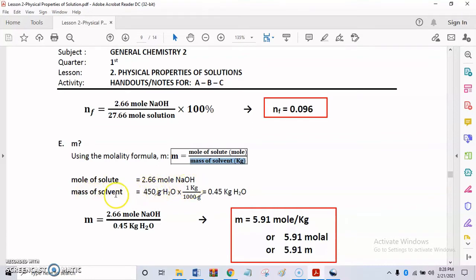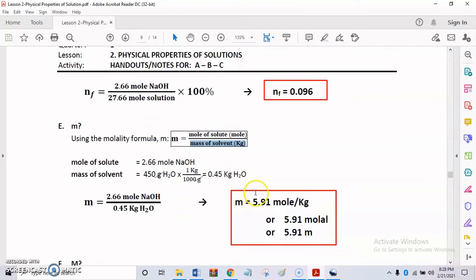And the mass of solvent is the water. Okay, water. 450 grams water. You convert that into kilograms. So, 1,000 grams. 1 kilogram is 1,000 grams. So, cancel grams and grams. Ang matitira kilogram. That is why 0.45 kilograms of water.